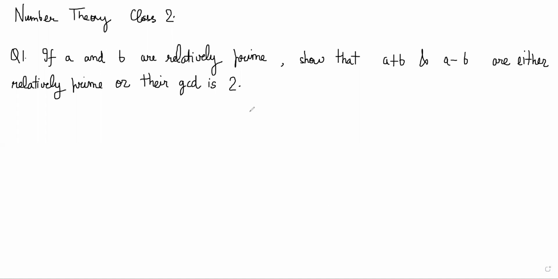Hello, hello. Okay, so we'll begin our class. This is the first question. If A and B are relatively prime, we have to show that A plus B and A minus B are either relatively prime or their GCD is 2.